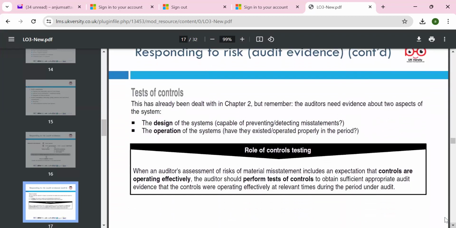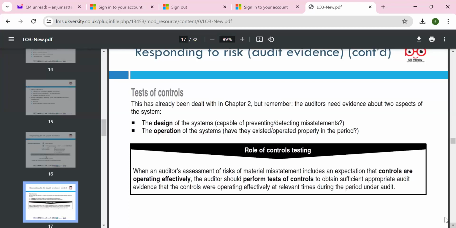The test of control has already been dealt with, which we mentioned. Of course, I collected the slides, the written chapter 2, which we can look at as well. But detail needs to be evidence. That's two aspects: the design of the system, capable of preventing or detecting misstatement, and the operation of the system, that it has existed and operated properly in the period.